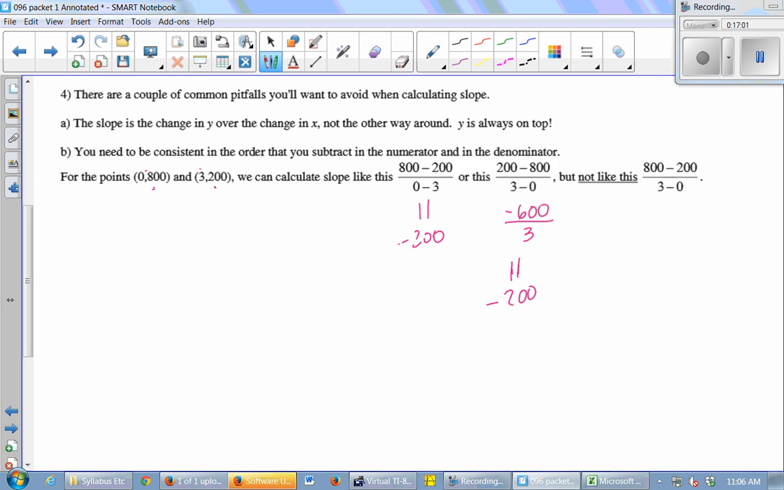You cannot do 800 minus 200 over 3 minus 0, where you do the x's and the y's in the opposite order, because then you would end up with a positive number and you lose the fact that the balloon is decreasing. That would mean that the balloon's altitude is going up.